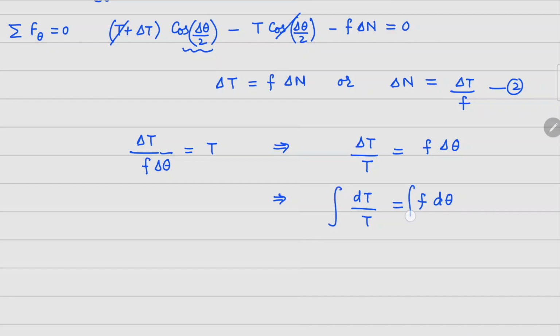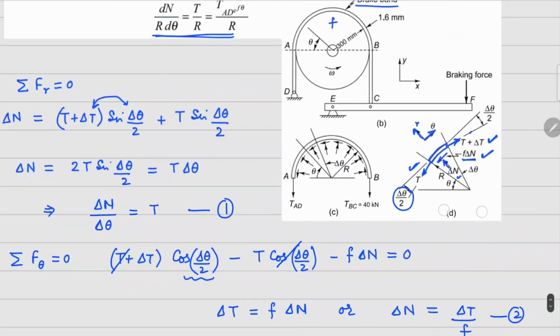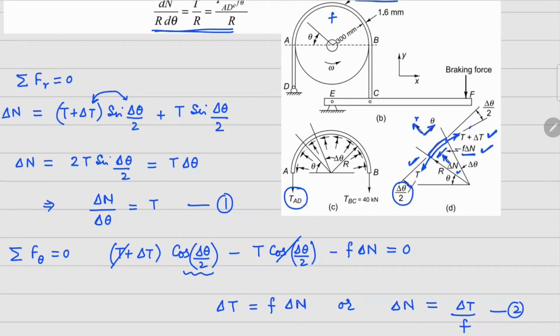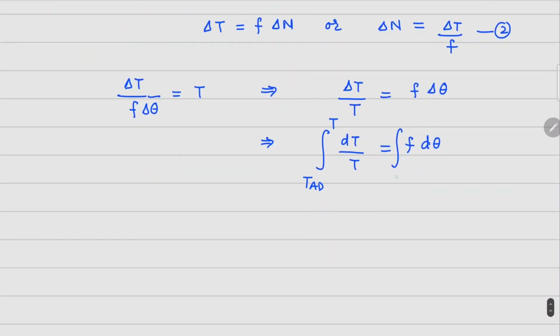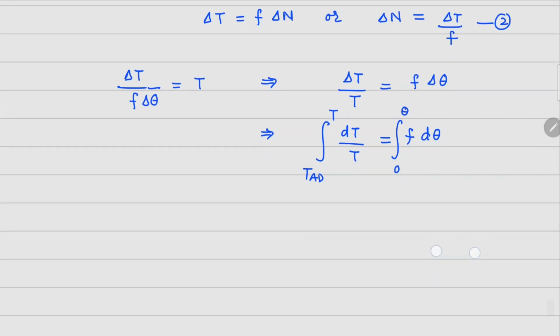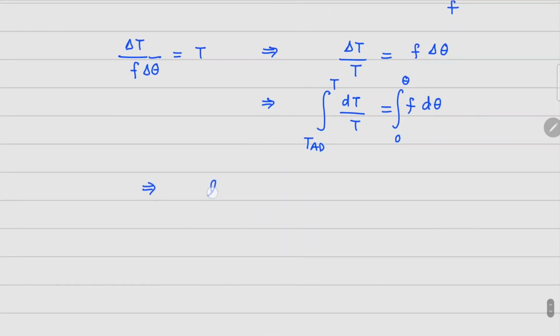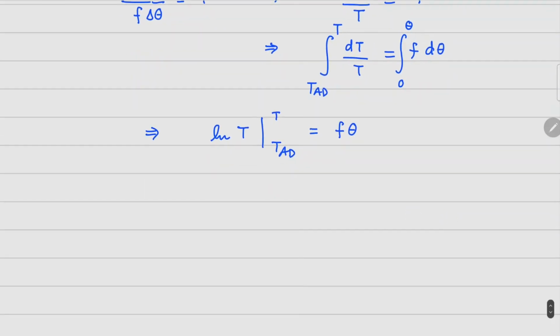If I do this integration, starting from the left hand end, which is your T AD end here, this is your starting point, and we do it up to this theta angle there. So we can write this as a general value of T. Similarly, theta goes from 0 to theta there. So we can write ln T with limits T AD to T equals F times theta. From here you can write T is equal to T AD e to the power F theta, and this is the result which is already given in your example 2.8.